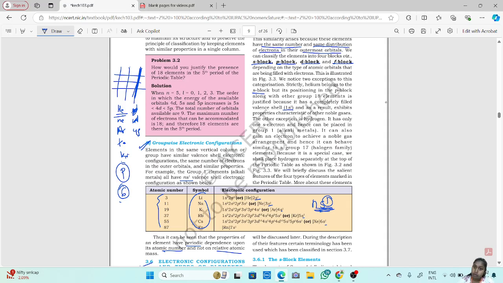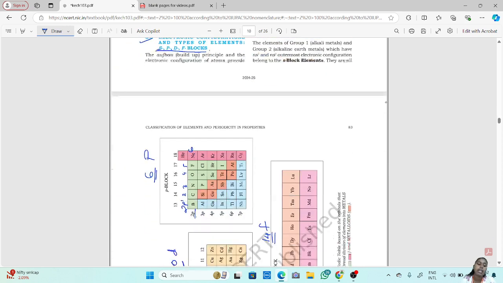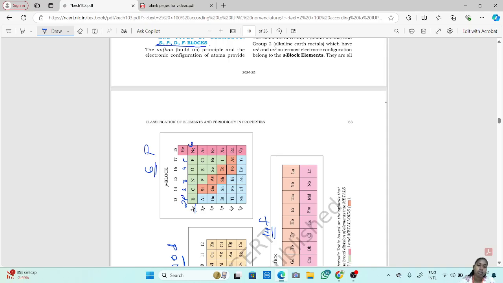Now, since I told you that p block means there should be filling up of p orbitals, right? But when we look at this, there is helium here. But helium only has 1s2 electrons. It only has s orbitals. Then why is it placed in the category of p block?